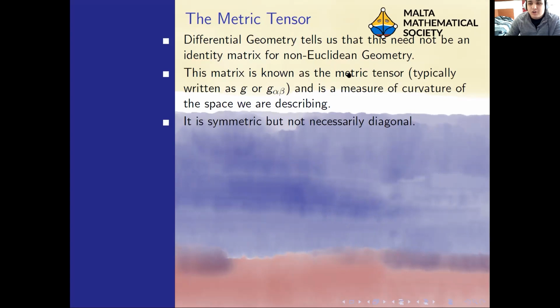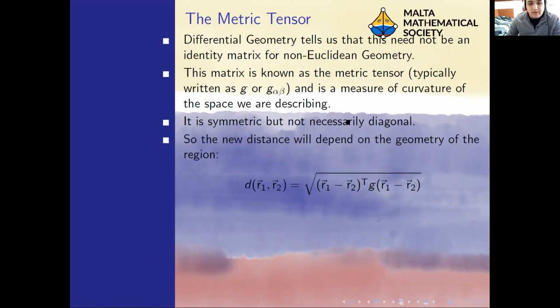It's just a measure of the curvature of the space in some general sense. It's usually a matrix. So if we're talking about 3 dimensions, it will be a 3-dimensional matrix, and you can continue for higher dimensions. It's symmetric but not diagonal anyways.